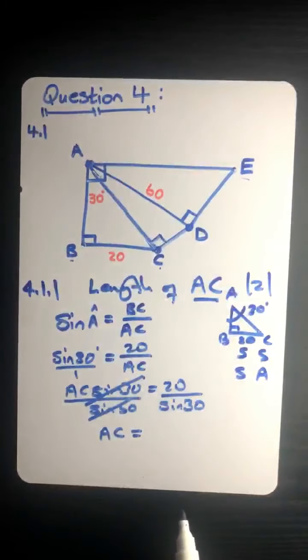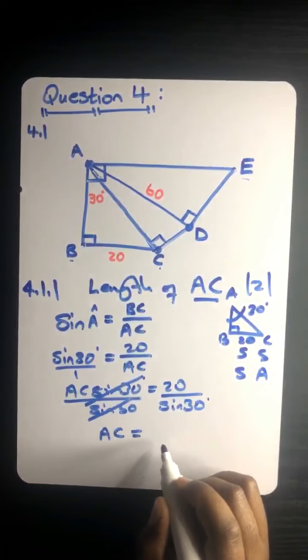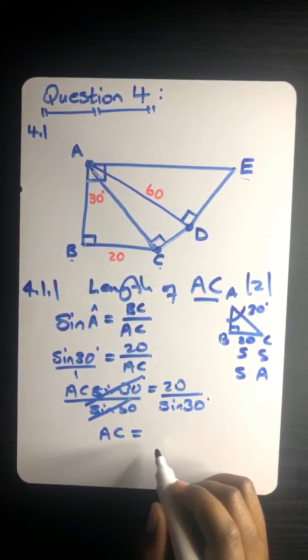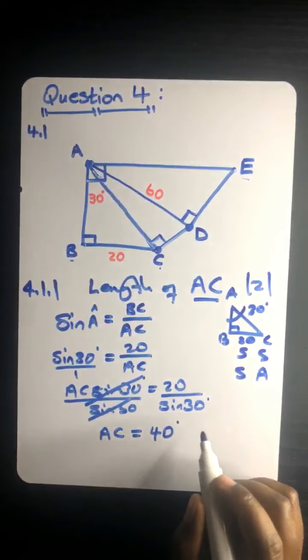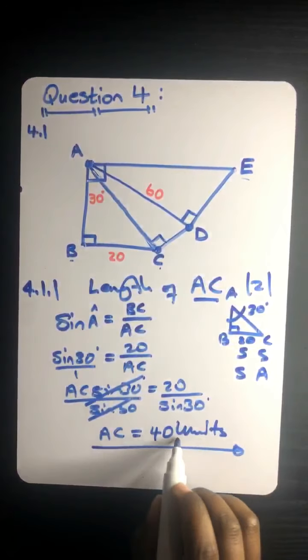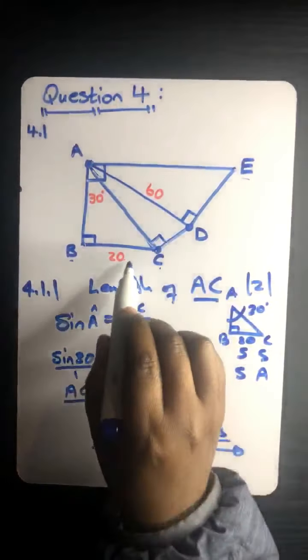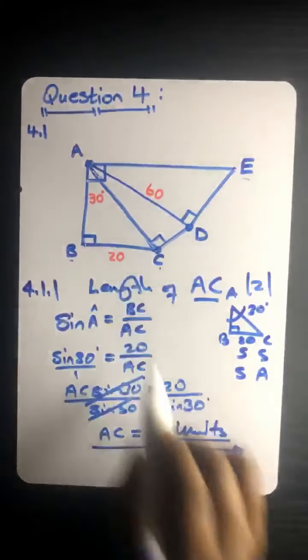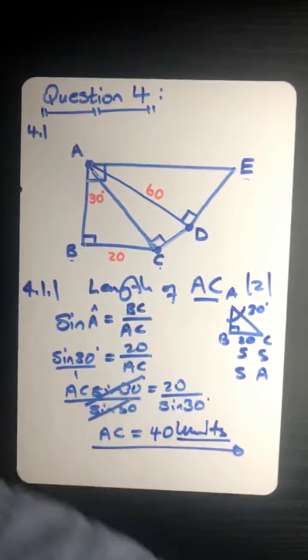Let's see. What is AC, guys? What are you guys getting? 40 units. What did you say? Did you say 14 units or 40? 40. Yes, sir. Okay, 40 units. 100%. Make sure to mention that if this 20 was in millimeters, say 40 millimeters, meters, 40 meters, centimeters, 40. Do you get it? If you don't get it, forget about it.